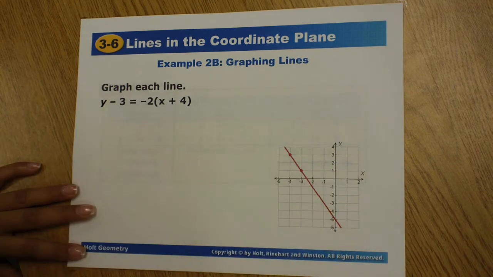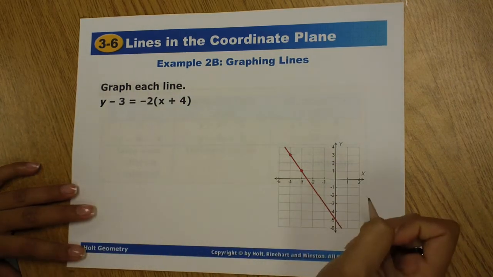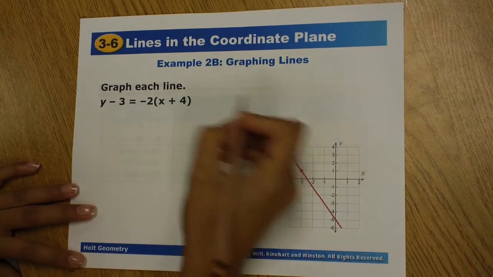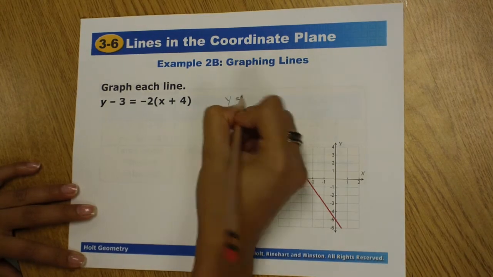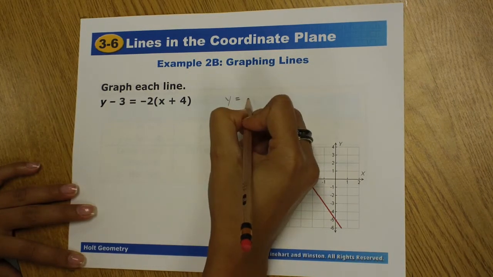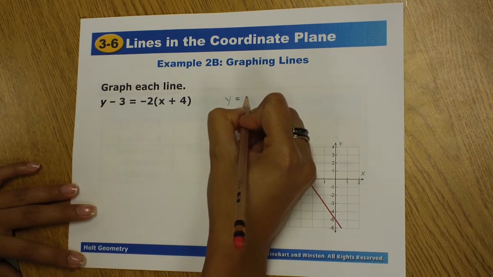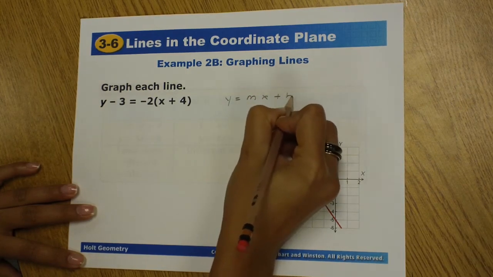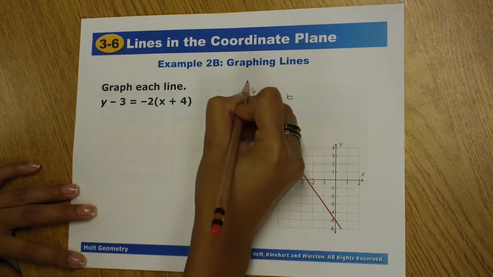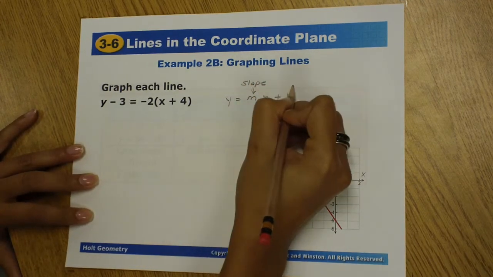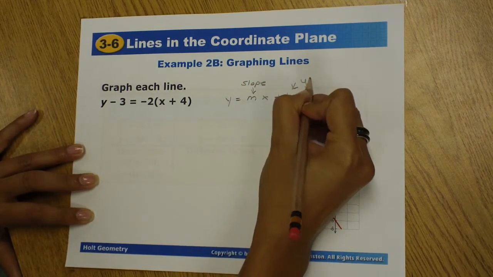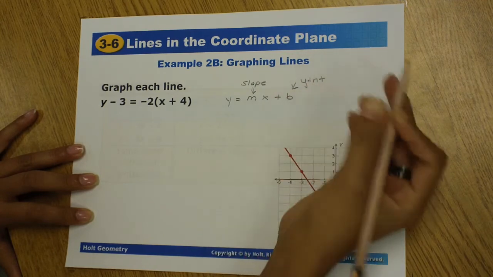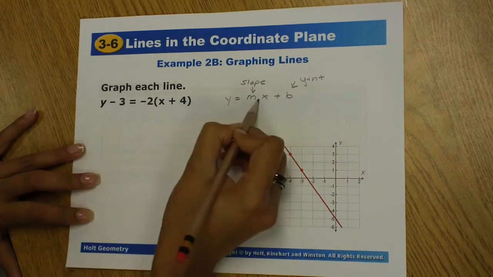You also have to graph lines. In order for you to graph a line, you need it to be in slope intercept form. So you want, slope intercept? Slope intercept. Okay. Y equals mx plus b, where m is your slope and b is your y-intercept. So this isn't in the same form.